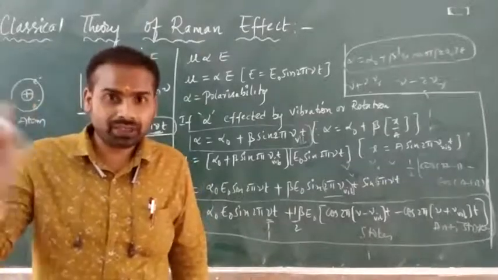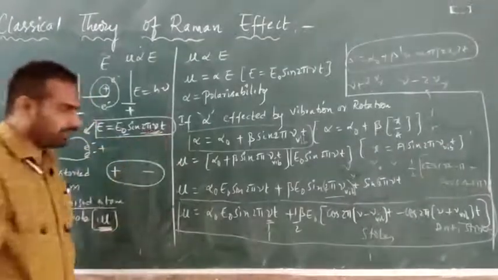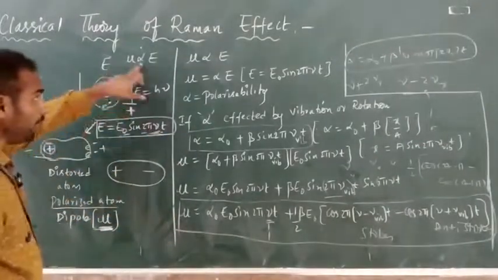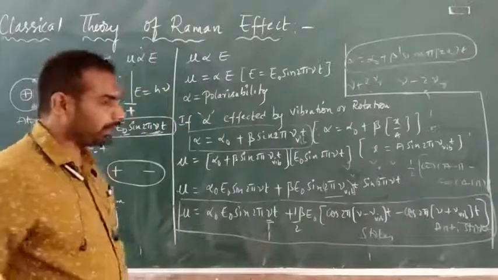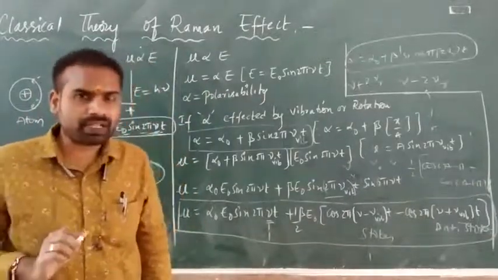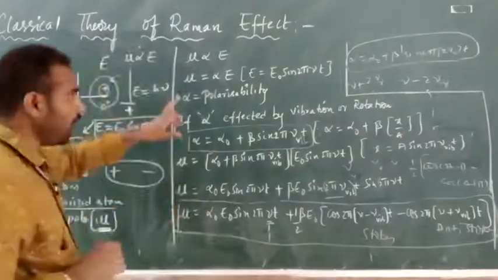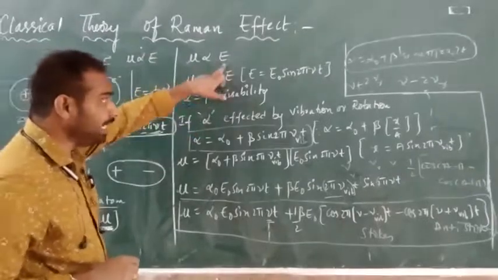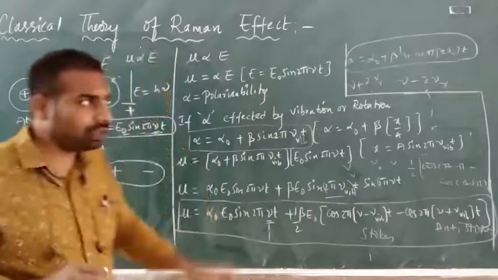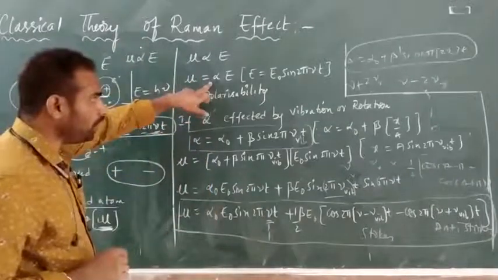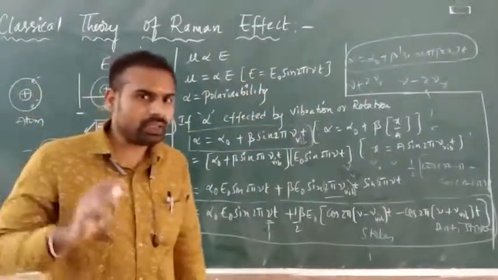We know that E is equal to h nu. So E is equal to E naught sine 2 pi nu t, where nu is the incident frequency. We know that mu is directly proportional to E. Mu is equal to alpha E, where alpha is the proportionality constant called polarizability. And E is equal to E naught sine 2 pi nu t, the applied electric field. So now it becomes mu is equal to alpha into E naught sine 2 pi nu t.